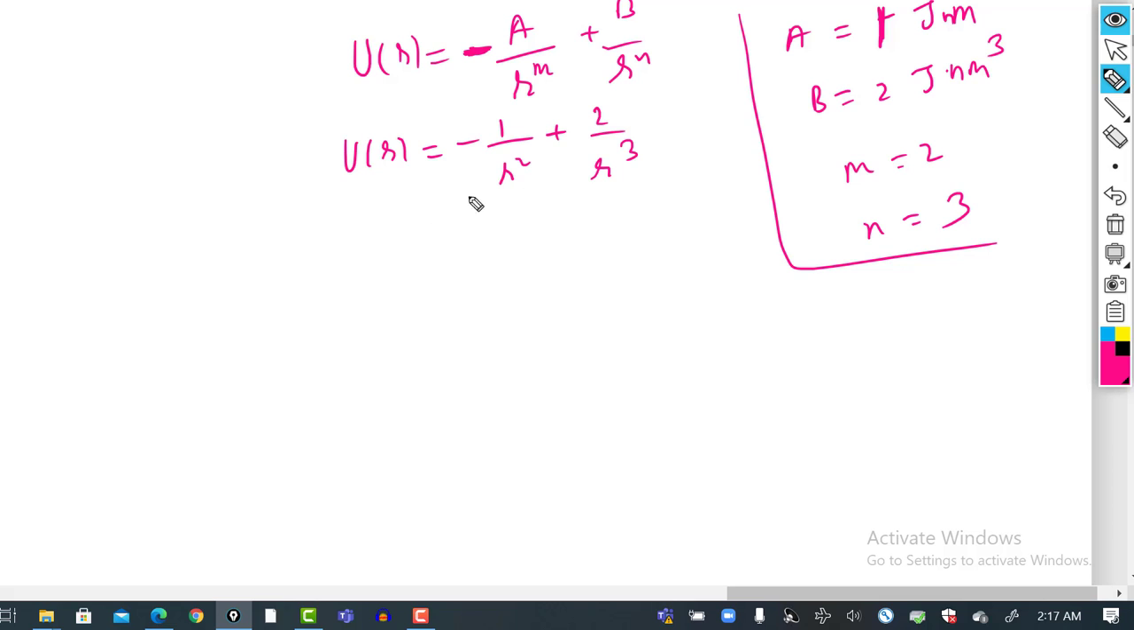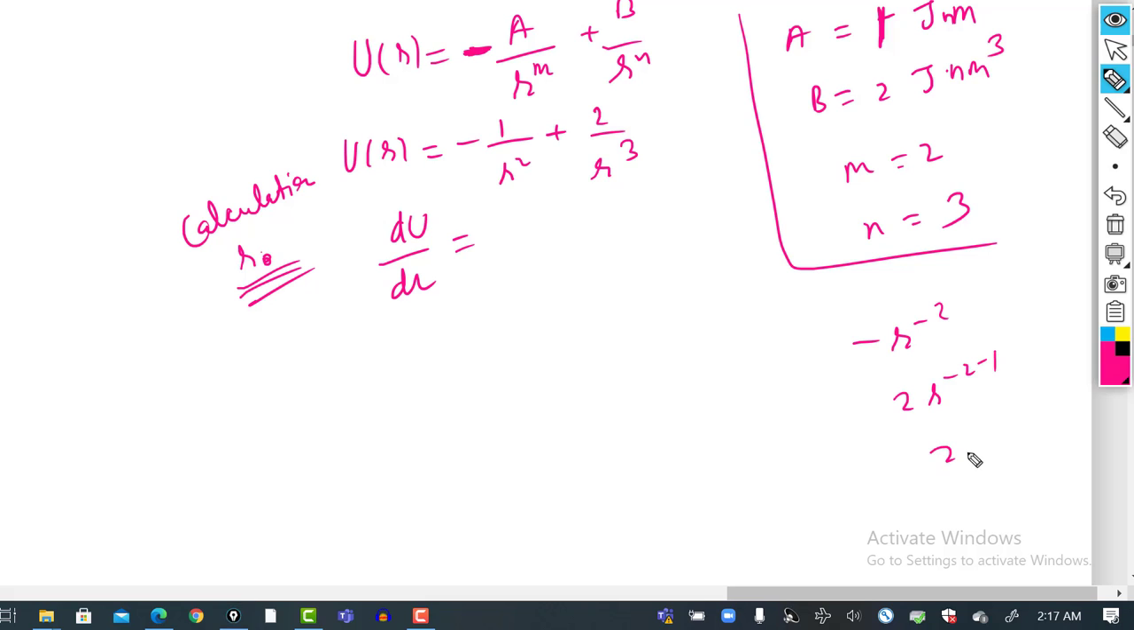Okay, now you can differentiate it. You want to find out r naught, the calculation of r naught. I have already told you when r will be r naught: when U will be minimum in the graph. So how can you find the minimum? Put dU by dr equal to 0. So dU by dr will be what? You can differentiate this portion, it will be minus r to the power minus 2. If you differentiate it, it will become 2 r to the power minus 2 minus 1, so 2 r to the power minus 3, or 2 by r cube. Okay, so I can write here 2 by r cube.